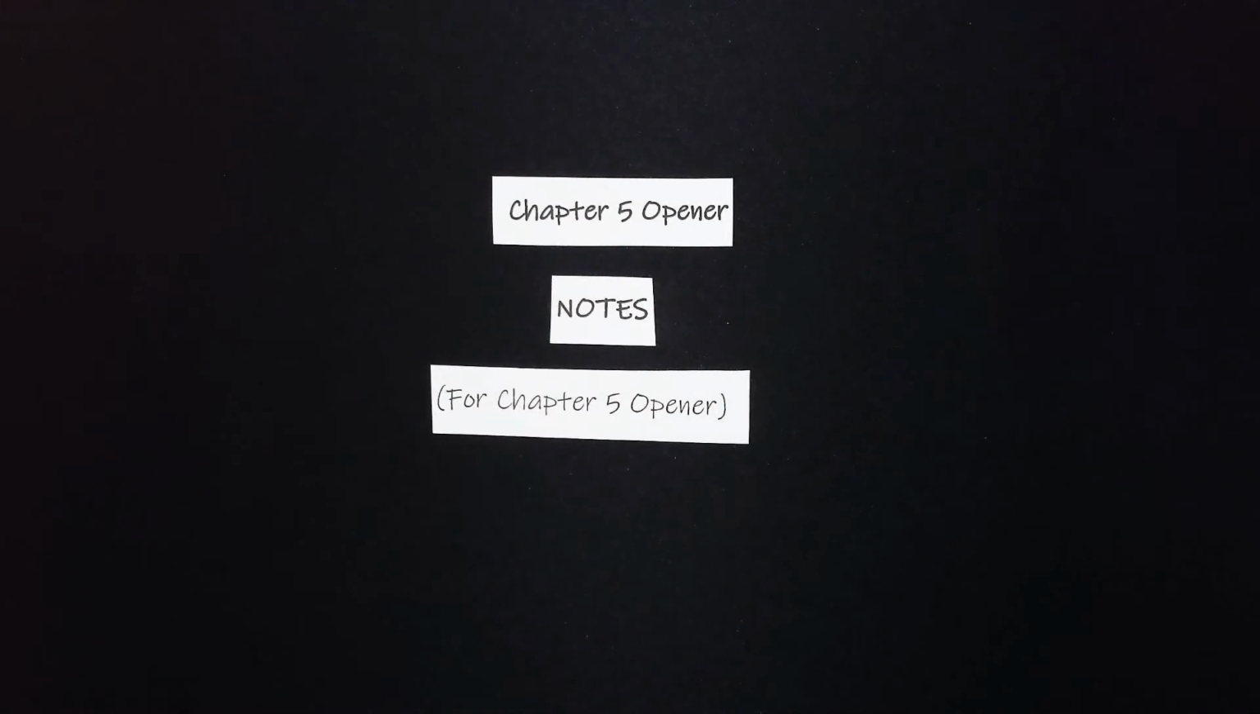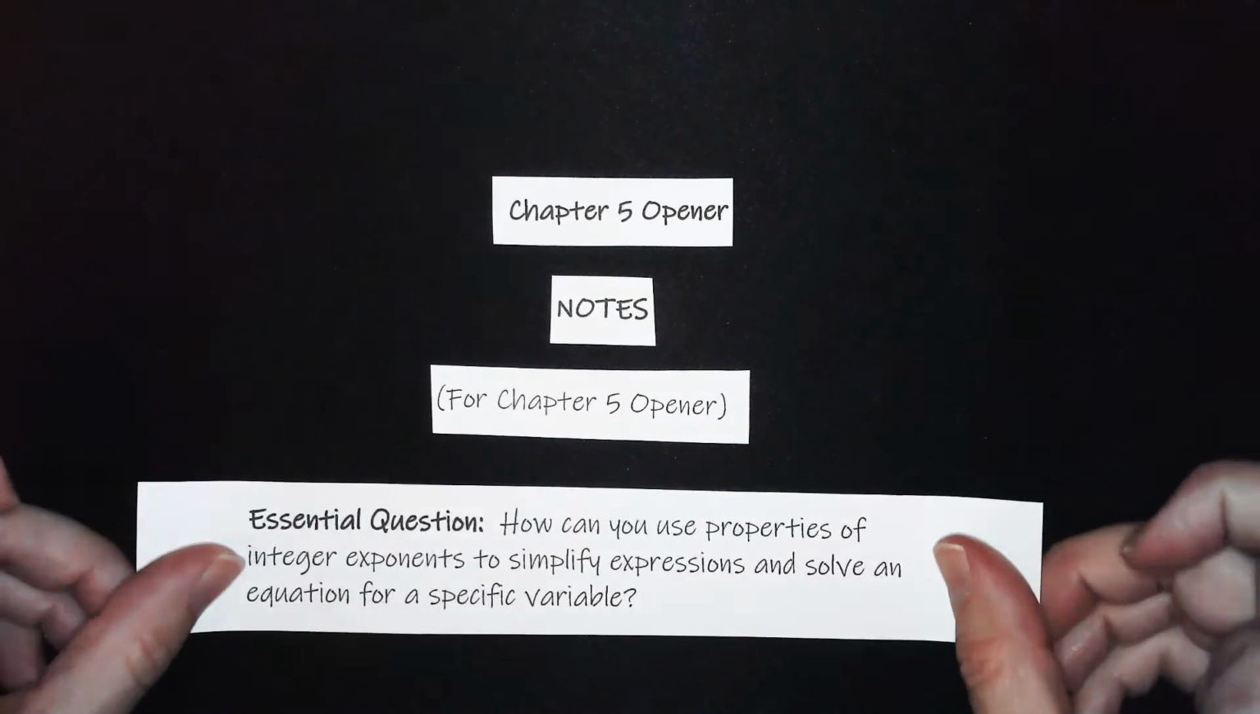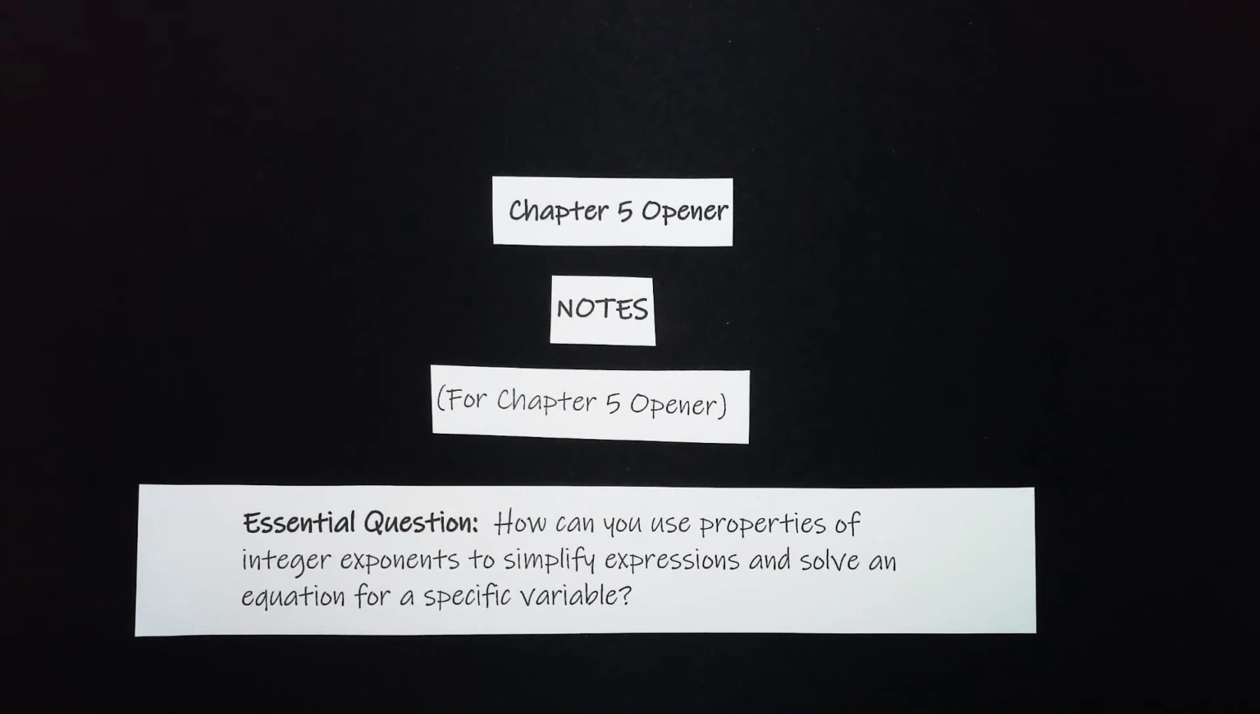All right, so this is the Chapter 5 opener notes. That will help us with the Chapter 5 opener on big ideas. And the essential question for the Chapter 5 opener here is, how can you use properties of integer exponents to simplify expressions? And how can you solve an equation for a specific variable?